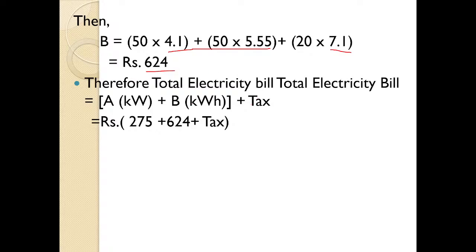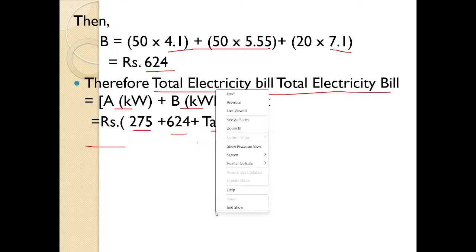So now, what is the total electricity bill for the high demand loads? It is A plus B plus tax. So 275 plus 624 plus tax. Okay, so tax will be high for the high demand loads. It won't be the same as for domestic purpose. For domestic purpose, taxes will be almost negligible, very low.